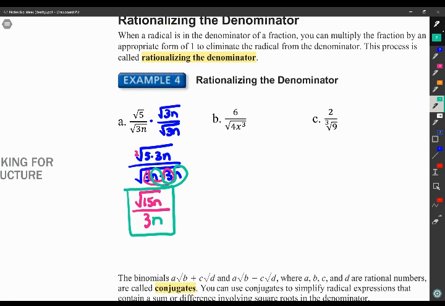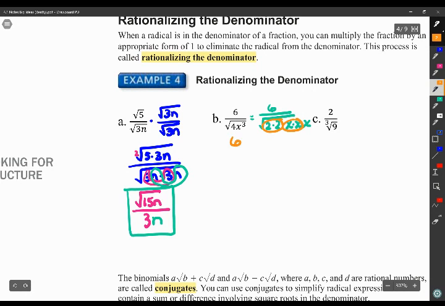When I look at b, kind of the same thing. I'm going to multiply both sides by the root of 4x to the third. Now, I can simplify that first if I wanted to. Let's think about this for a minute. If this is 6 and I break down 2x to the third, this is the same as 2 times 2 times x times x times x. And so when I look at it that way from the beginning, I can see that I have a pair of 2's and a pair of x's that can come out.